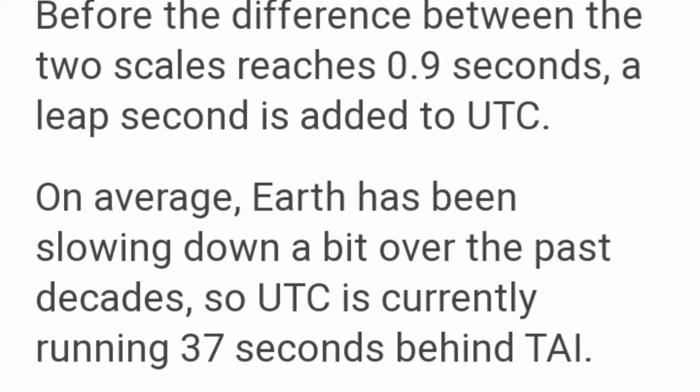Before the difference between the two scales reaches 0.9 seconds, a leap second is added to UTC. On average, Earth has been slowing down a bit over the past decades, so UTC is currently running 37 seconds behind TAI. I said, Mike, you're not on the cutting edge of technology.